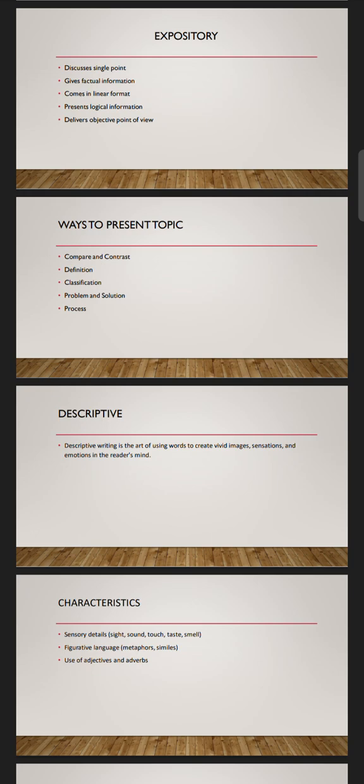And then classification. We need to know how to classify things. We need to categorize the things. If we know how to categorize, then it is very easy for us to understand the thing.